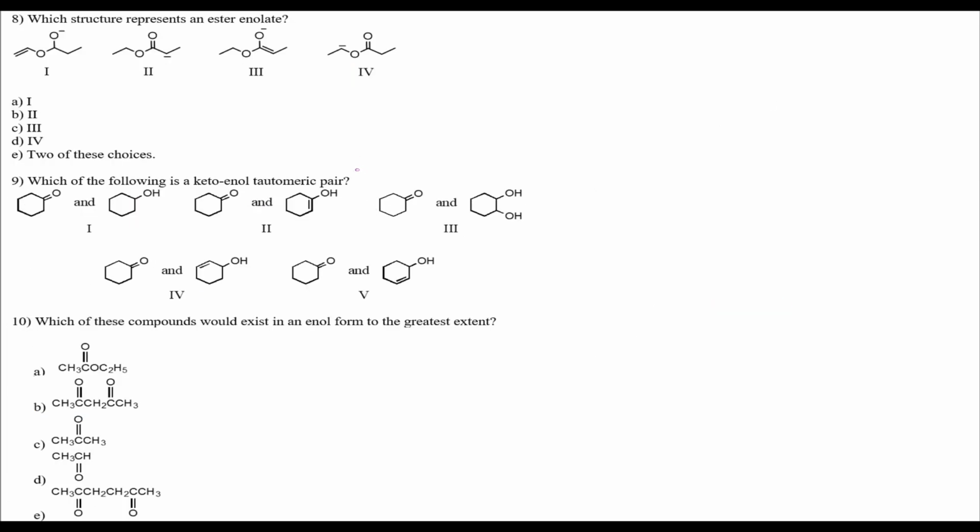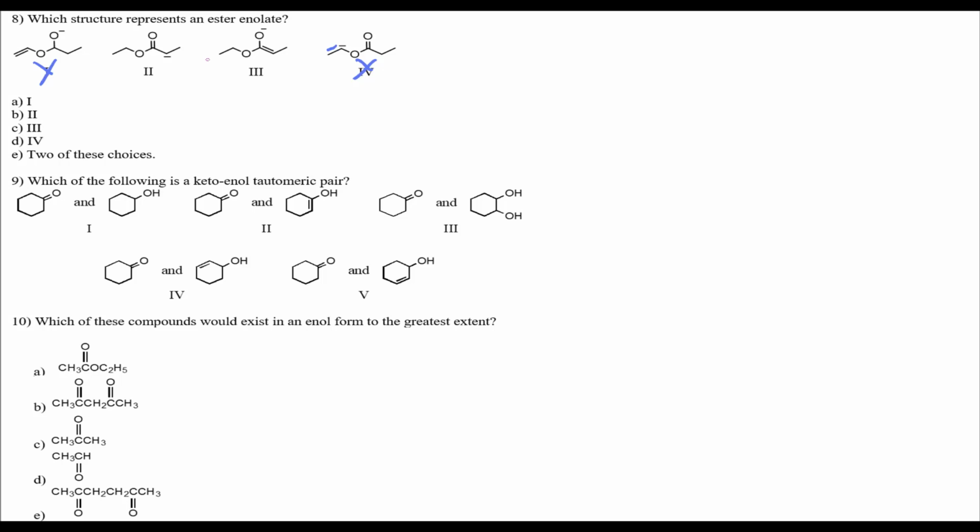Number 8, which structure represents an ester enolate? Well, number 4 is wrong because if these electrons did that, they would form a double bond right there, and that's not an enolate. So 4 is wrong. Number 1 is also wrong for the same reason, obviously. Now it's either 2 or 3.